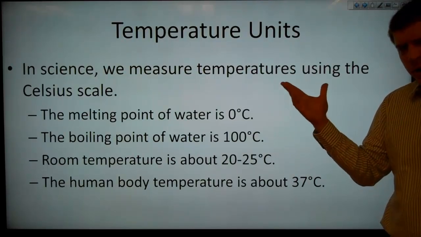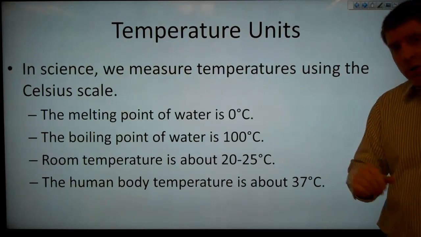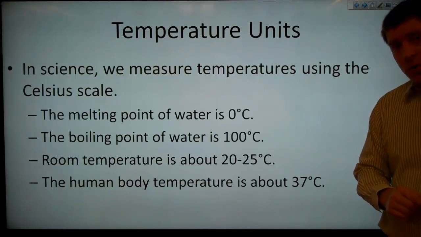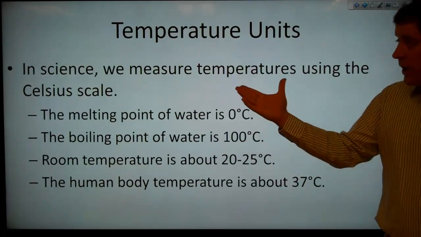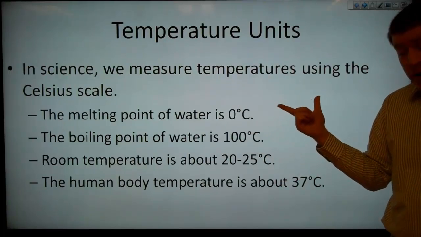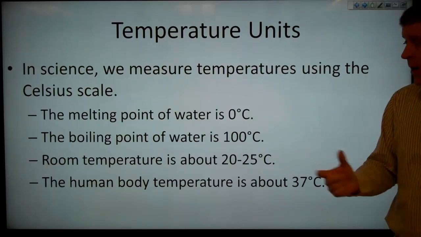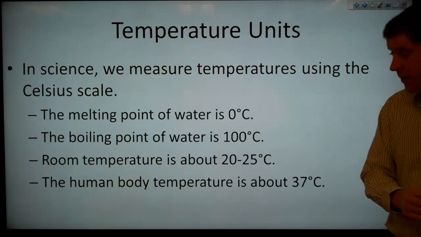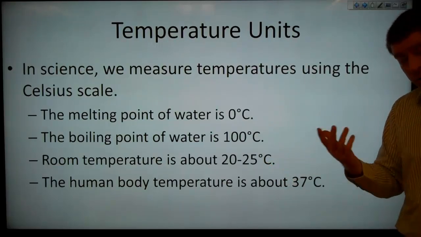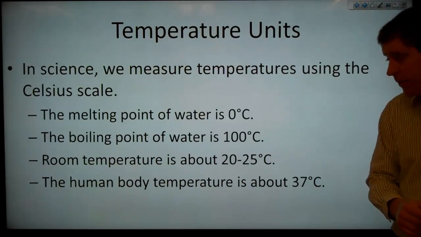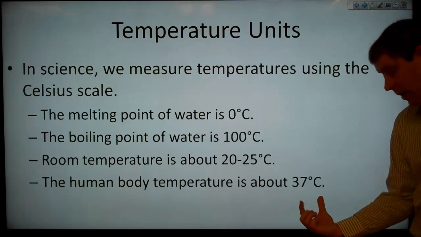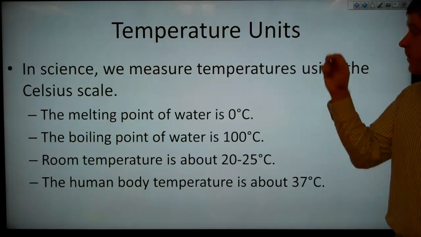In this class, we're generally going to use the Celsius scale, although in future classes we may transition more to the Kelvin scale. So in the Celsius scale, the melting point of water is defined to be 0 degrees C. The boiling point of water is 100 degrees C. The room temperature is somewhere between 20 and 25 degrees C. And the human body temperature is about 37 degrees C.